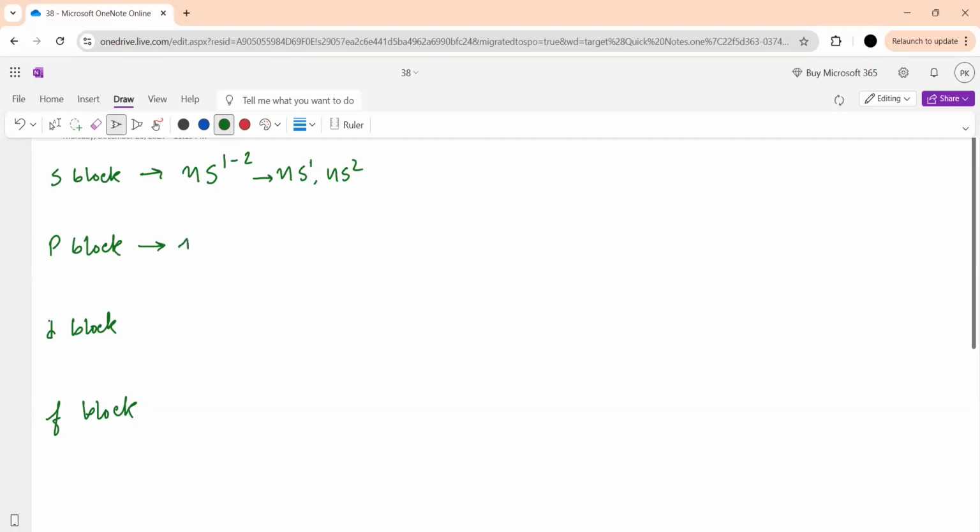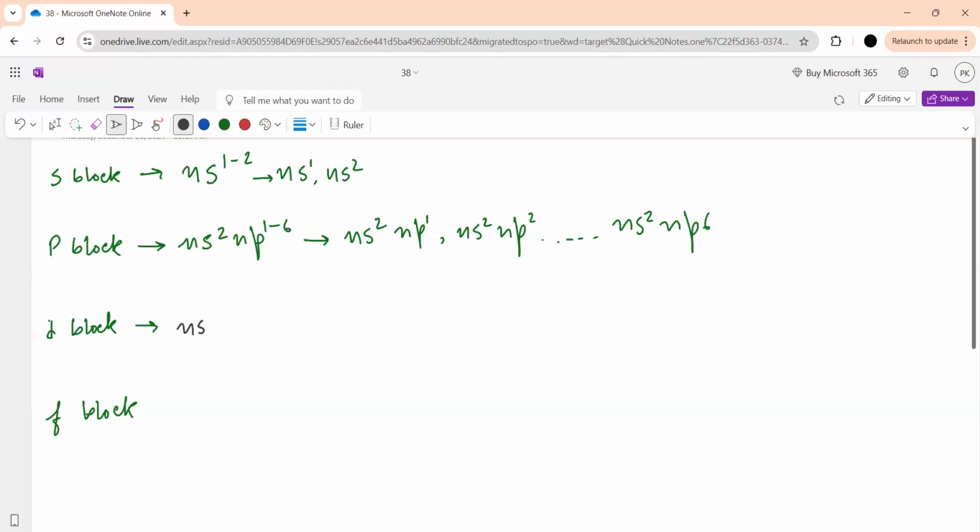In P block, it would be ns2 np1 to 6. This means that ns2 and np1, then ns2 np2, so on till ns2 np6. For D block, it's ns1 to 2 and (n minus 1) d 1 to 10.